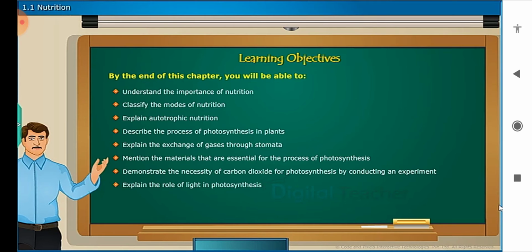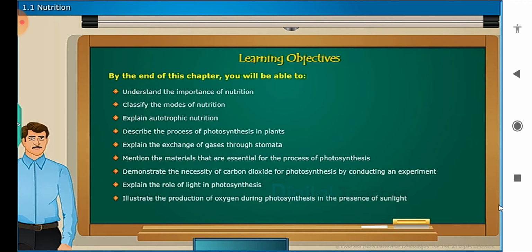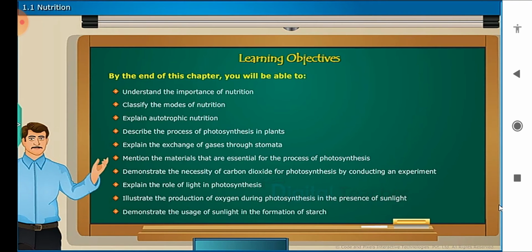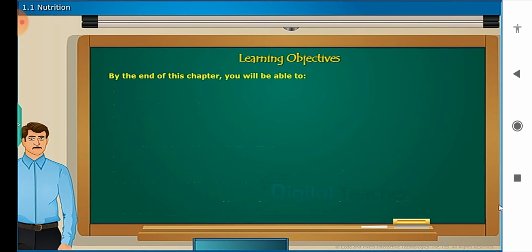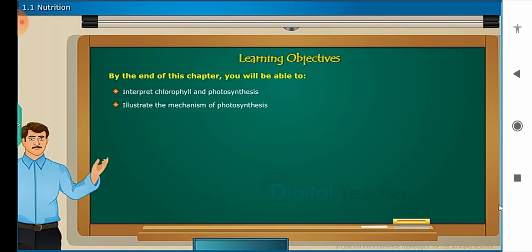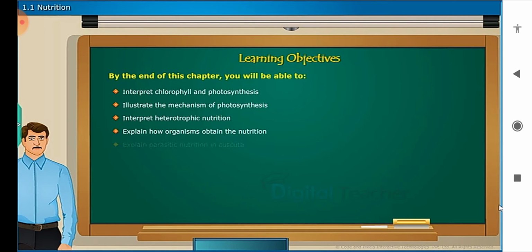Explain the role of light in photosynthesis. Illustrate the production of oxygen during photosynthesis in the presence of sunlight. Demonstrate the uses of sunlight in the formation of starch. Interpret chlorophyll and photosynthesis. Illustrate the mechanism of photosynthesis. Interpret holozoic nutrition. Explain how organisms obtain their nutrition.